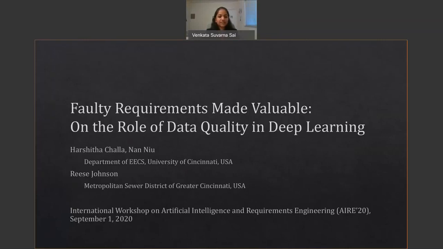Hello everyone, I'm Harshitha Challa, student researcher at University of Cincinnati, here to present our research, Faulty Requirements Made Valuable, on the role of data quality in deep learning at the International Workshop on Artificial Intelligence and Requirements Engineering.